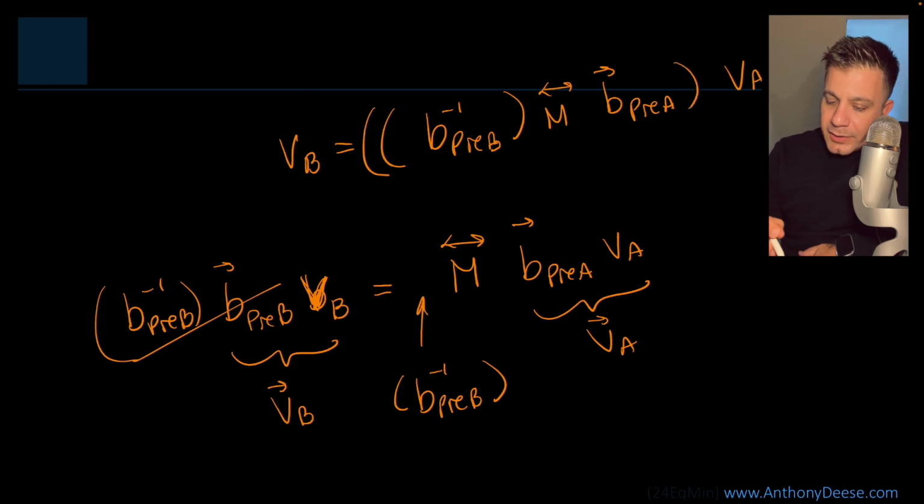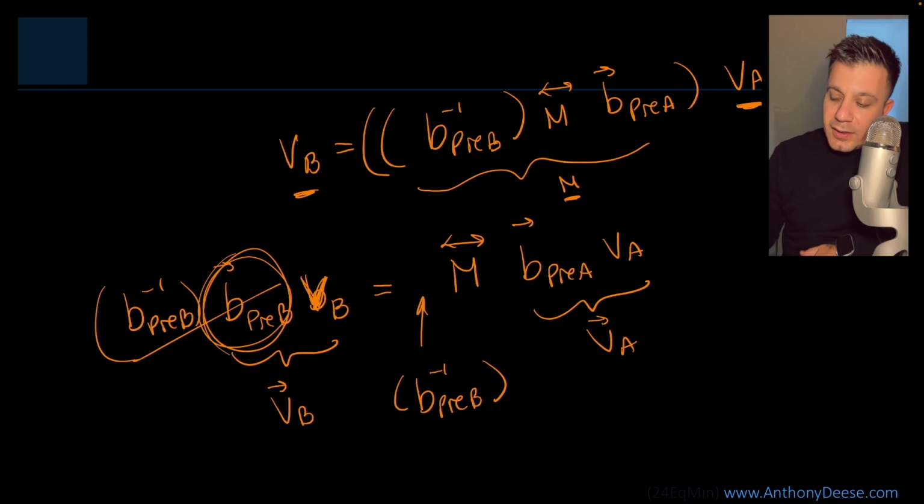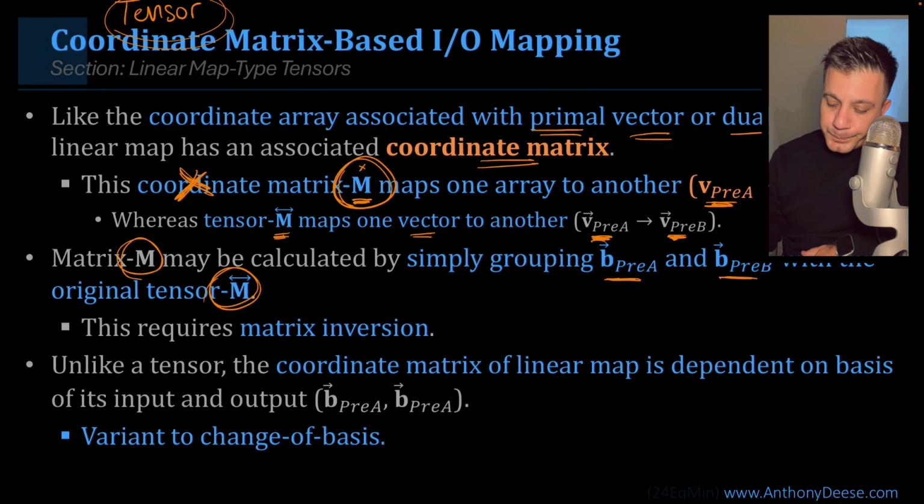All right, so here we have a relationship between the coordinate array VA, the coordinate array VB, and we are going to call this the coordinate matrix associated with our tensor. All we did was take the basis set from the left-hand side, invert it, move it over to the right-hand side, and then group these things together. Like I said, this will require matrix inversion.